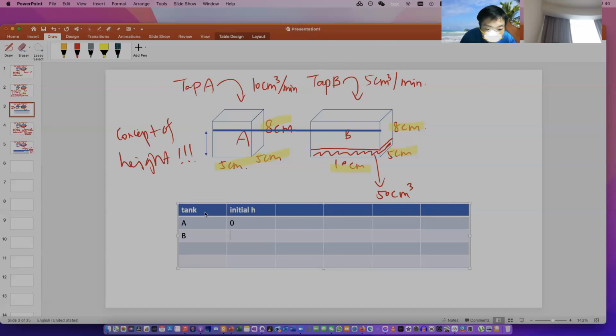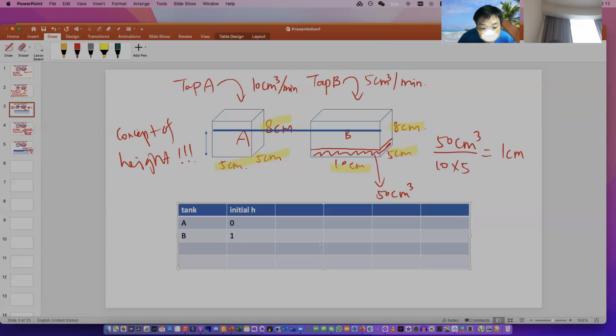The initial height for B is, how do you find out the initial height for B? You make use of this. You already have 50 cm cube of water inside. So you divide by the base, which is 10 times 5. Okay, so you get 1 cm. So basically the initial height of water in tank B is 1. So I'm going to put 1 here.